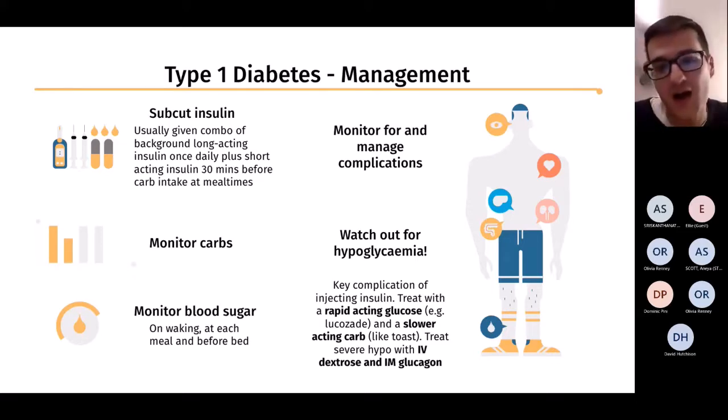Or if it's really severe, then they might need some IV dextrose and IM glucagon, because like we said, glucagon is all about getting glucose back into the blood. So we can use that if they really need glucose in their blood.